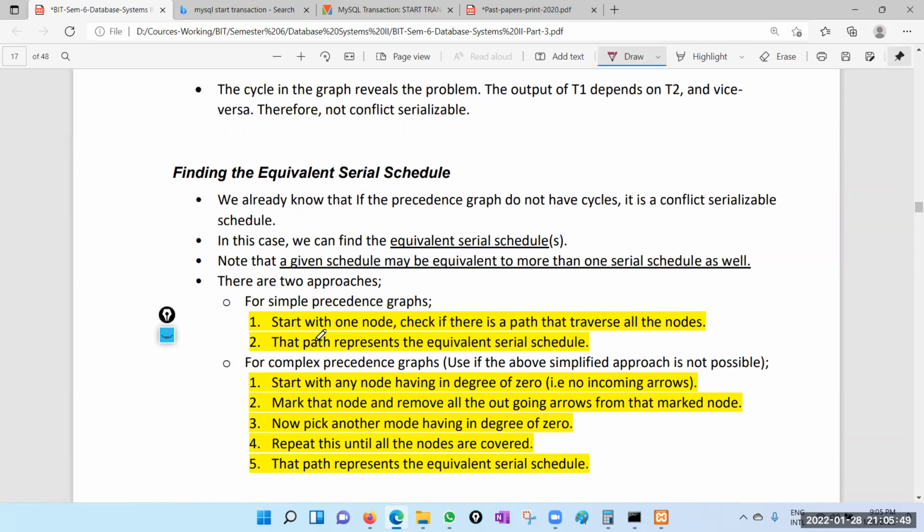Right. So the next thing is how to find the equivalent serial schedule.